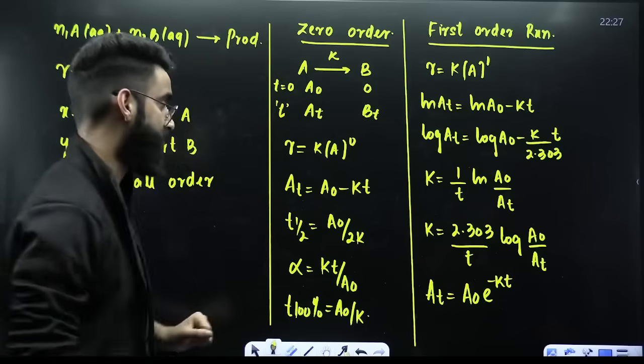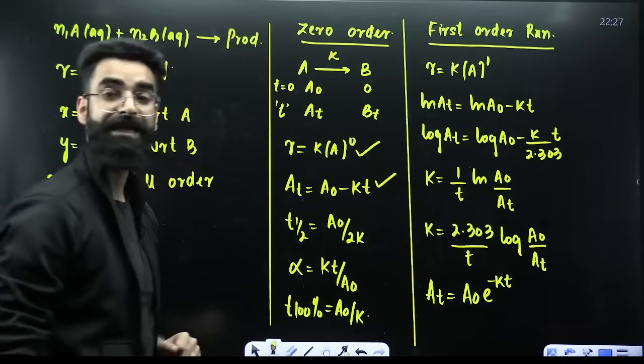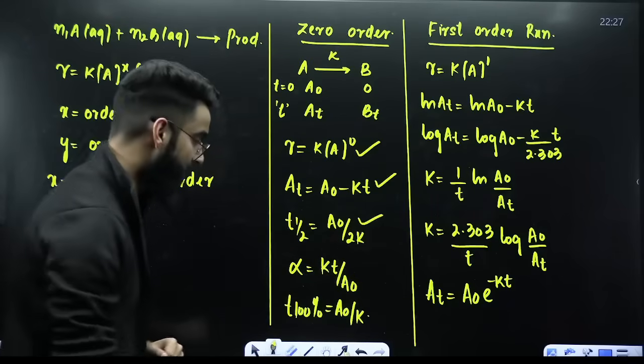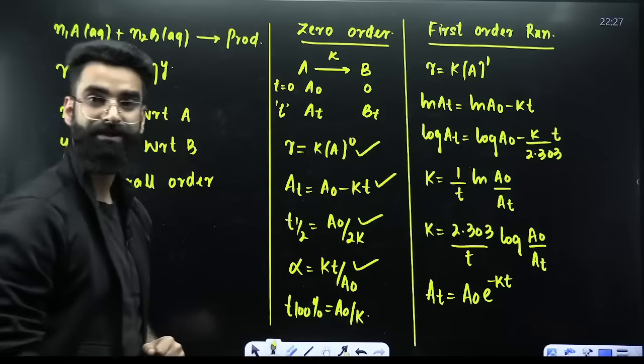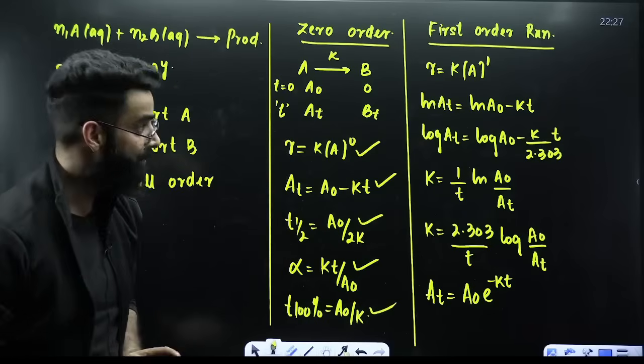In case of zero order reaction, this is how you write the rate law. This is how you write the integrated rate equation: A_t is equal to A naught minus kt. Half-life in case of zero order reaction, A naught by 2k. Degree of dissociation in case of zero order reaction, A_t by A naught. Completion time in case of zero order reaction is equal to A naught divided by k.